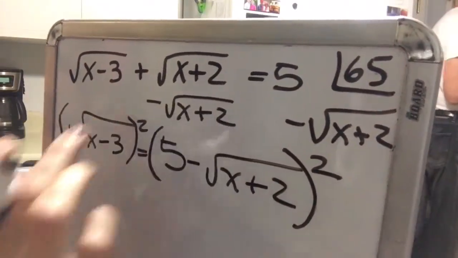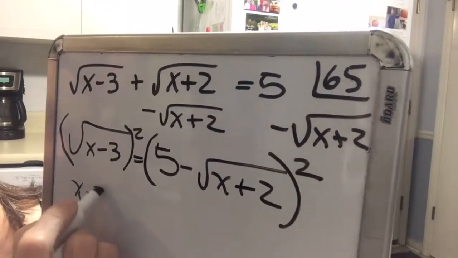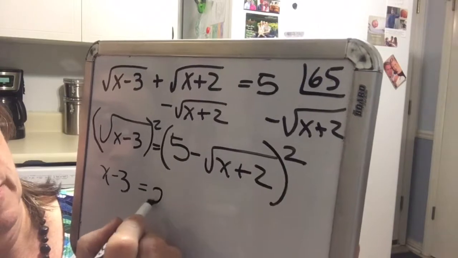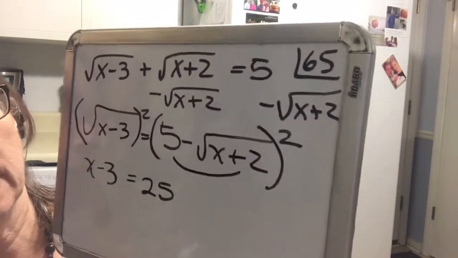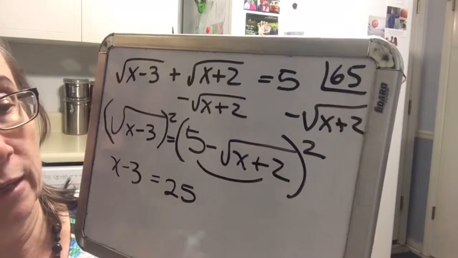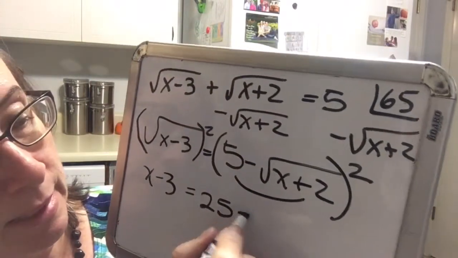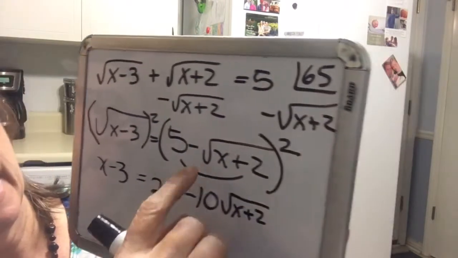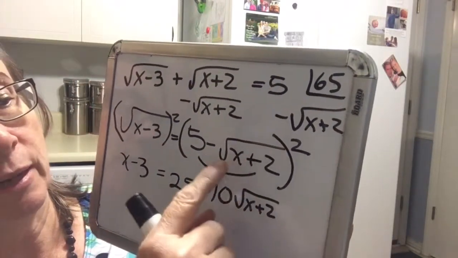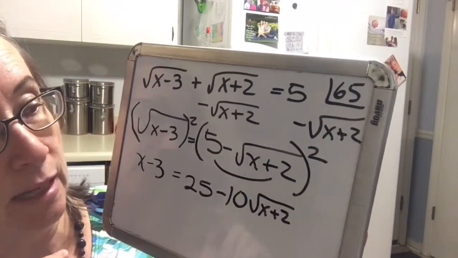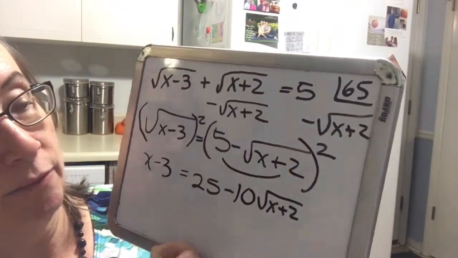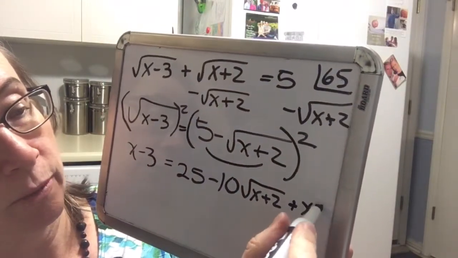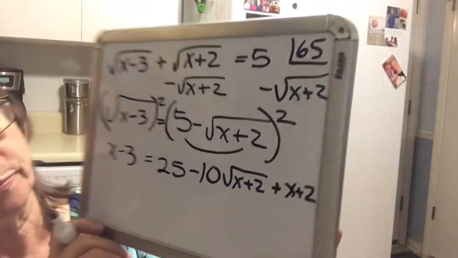Okay, so this one squared is going to leave an x minus 3. And then over here, we're going to have the first term squared, which is 25. And this product, which is a negative 5 onto the radical, it's going to be doubled. So it's going to be a negative 10 onto the radical, x plus 2. And then the last term squared is going to also square out that negative sign because it's this times itself. So we're going to end up with a positive x plus 2. Okay, so that's what we have now.